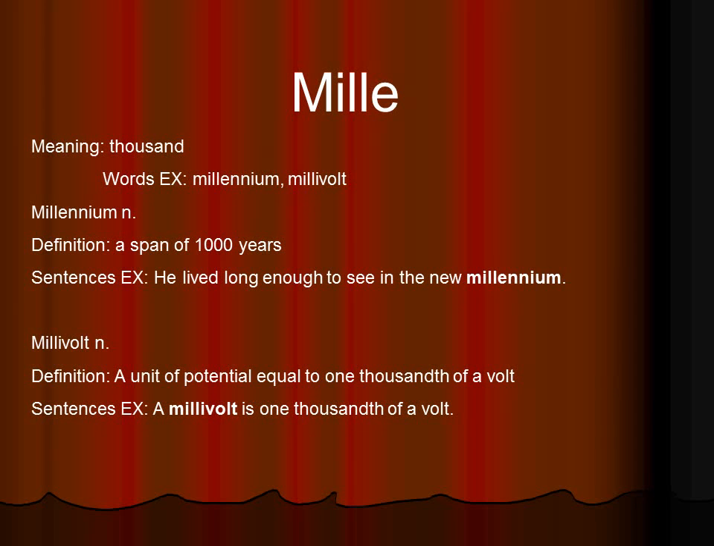The next one, mille. Mille means thousands, a lot of, a huge number. The word examples here are millennium and millivolt. The millennium means 1,000 years, and milli is like a unit equal to a thousandth when compared with other things.